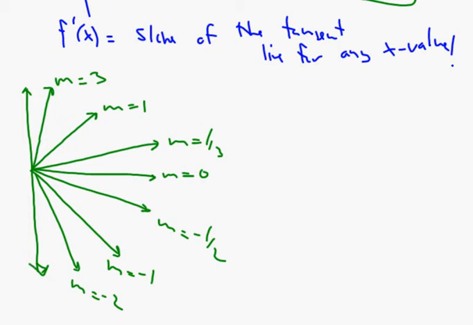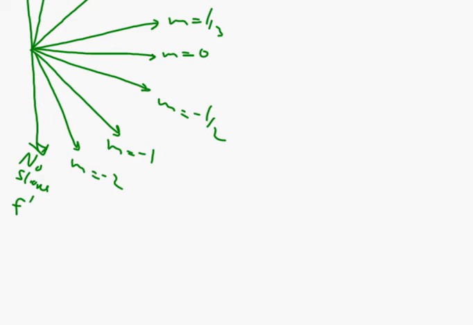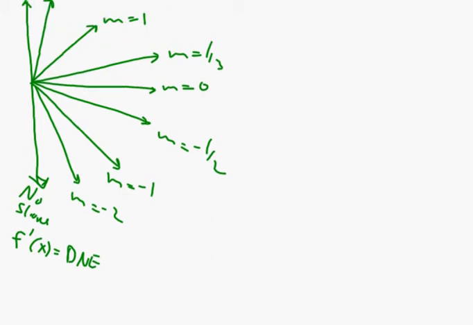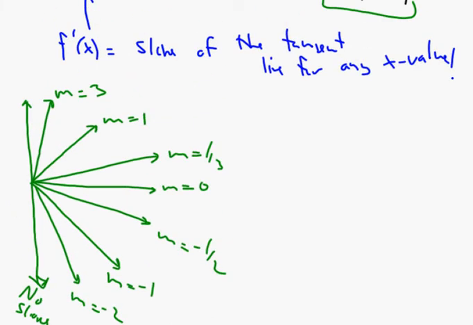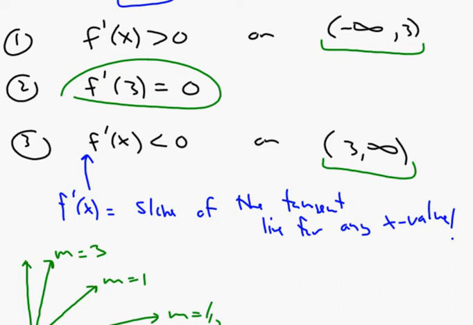A vertical line has no slope. You could also say that along a vertical line, f prime all along it does not exist. There is no slope of a tangent line because vertical lines don't have slopes. Okay? All right, so if we keep this sense of slope in mind here, then we can draw something that has this property. So let's do that.